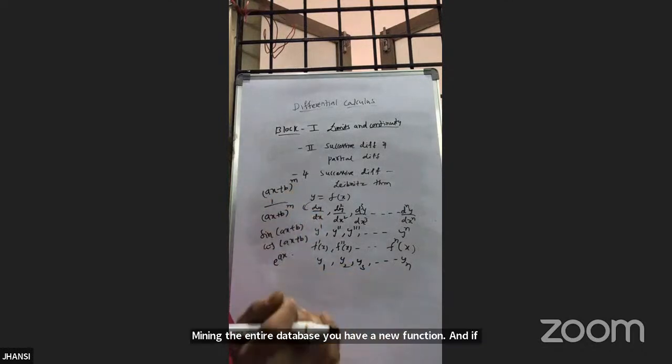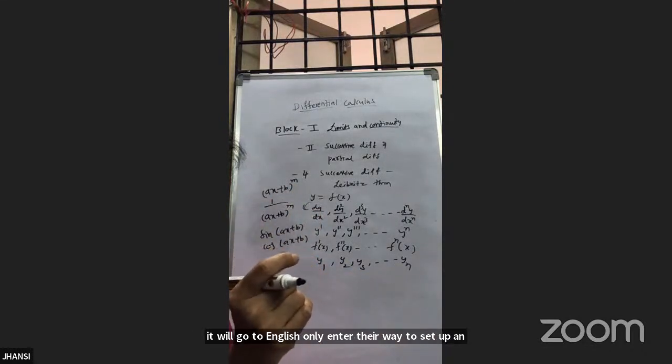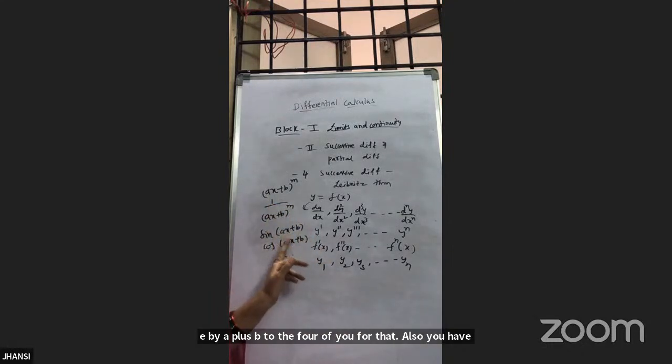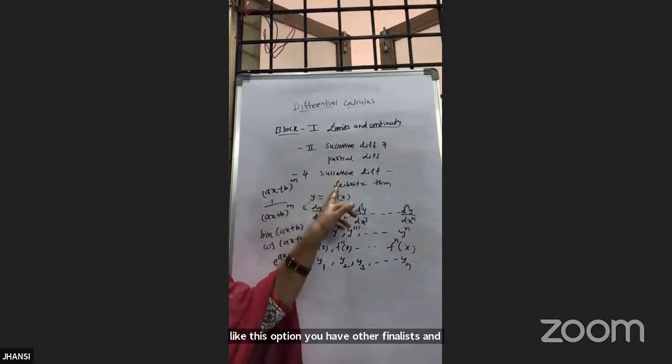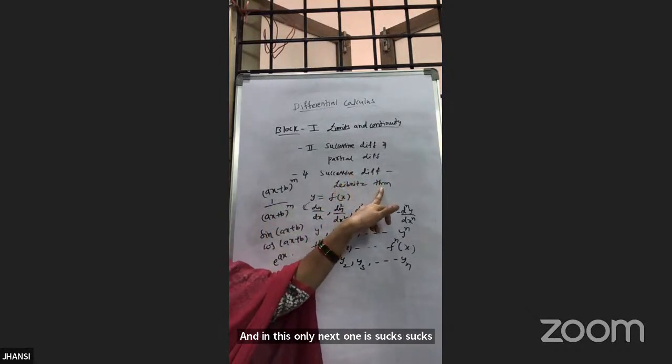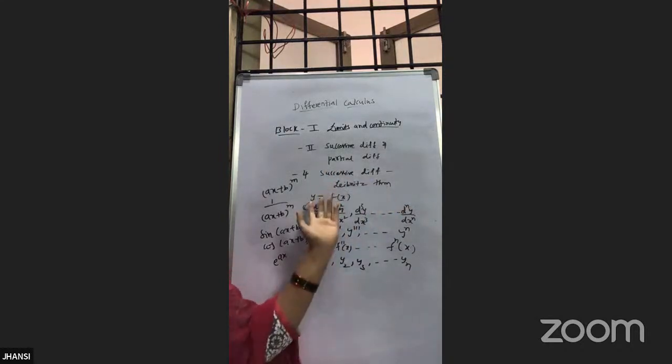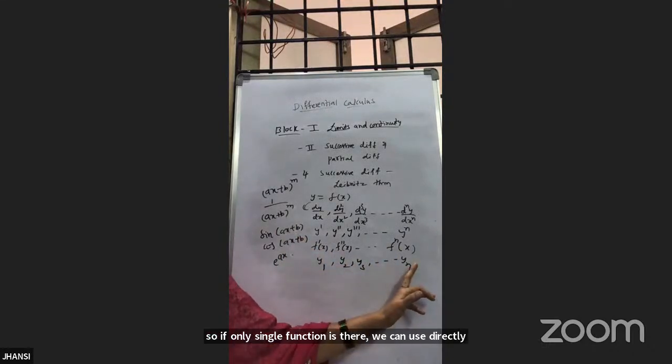And in this nth derivative topic, the second concept is rational functions, like I have told you, 1 by ax plus b to the power of m. For that also you have problems, and also for trigonometric functions you have the formulas. And next one is successive differentiation and the Leibniz theorem. Why do we use the Leibniz theorem here? Only a single function is given, whether it is sin x or cos x or e power x or log x or anything. If only a single function is there, we can directly use this nth derivative form, going on doing the differentiation, and you can find the value.